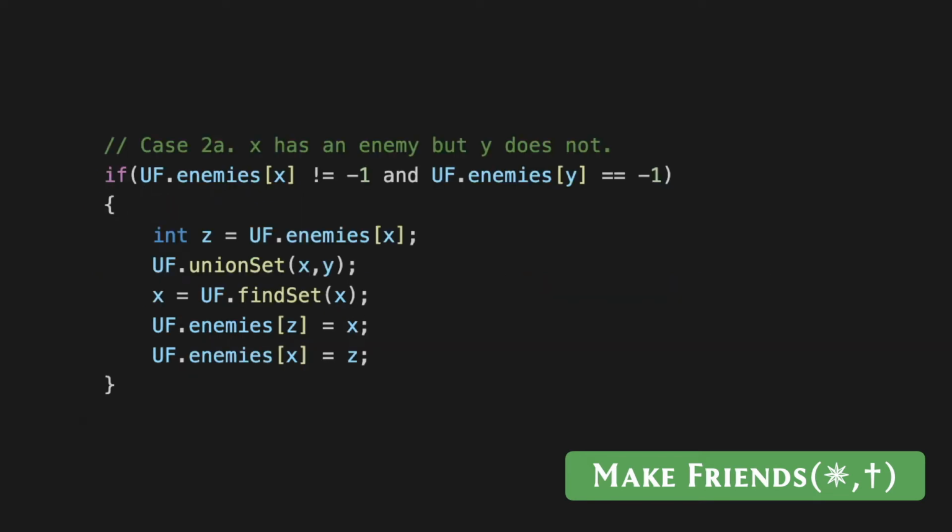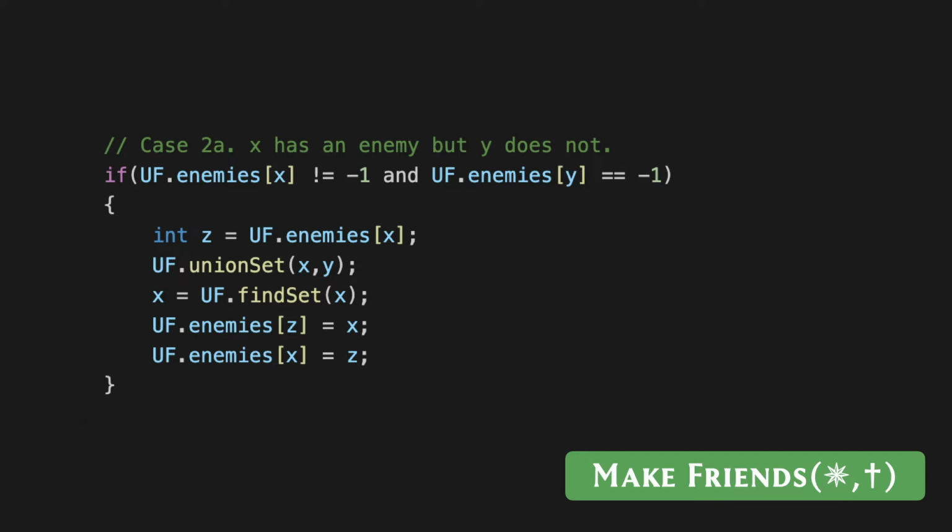But now we have a situation where one of the leaders has an enemy and the other one doesn't. In this case, remember what we said is that you can infer a new enmity, right? So X and Y are about to become friends, and let's say X has a known enemy, then that known enemy also becomes an enemy of Y. But the way that this plays out in the data structure, the way we are maintaining things, is that you go ahead and you do the merger between the clusters of X and Y.